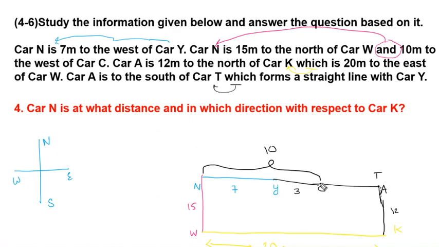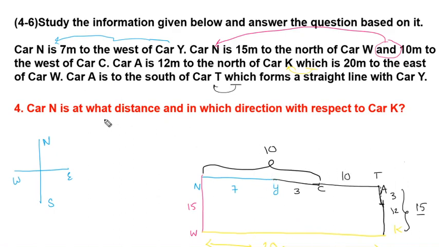So we know that up to this it is 10, so this will be 10. Why? Because parallel lines will share the same distance. So if this is 12, this excess will be 3, provided the total will be 15. Okay, then is anything else missing? 7 plus 3 is 10, 10 plus 10 is 20. Right, okay, the total is 20.